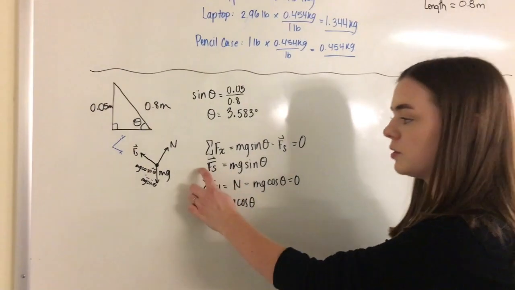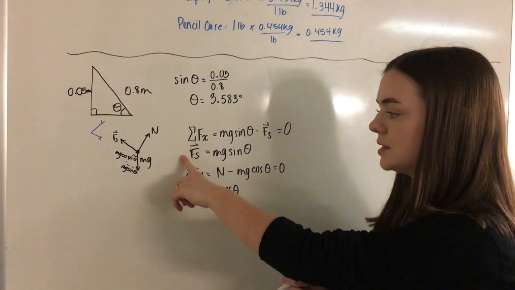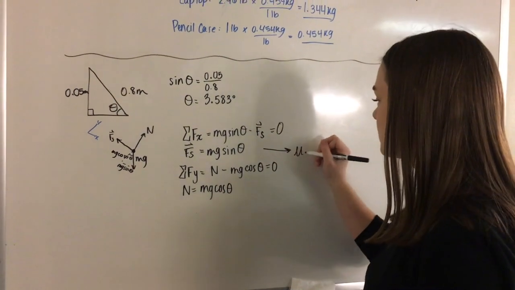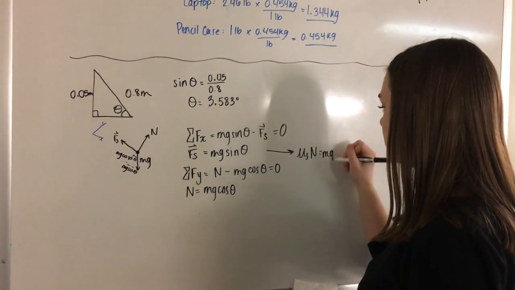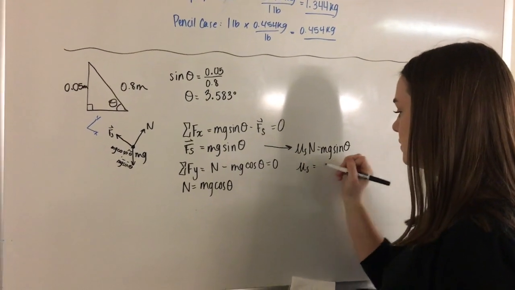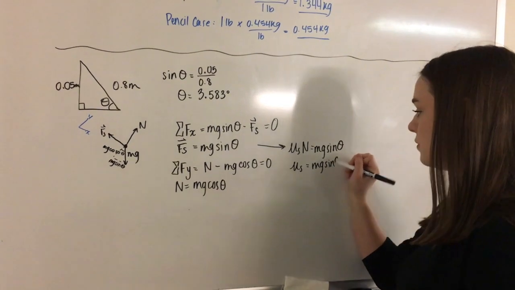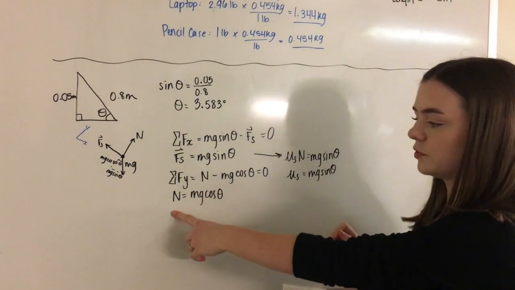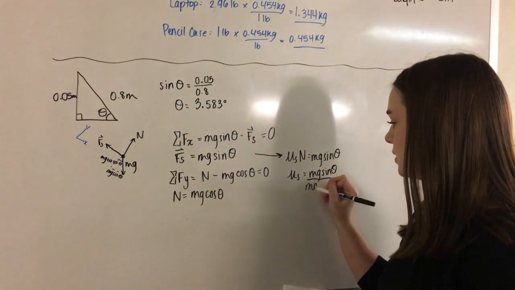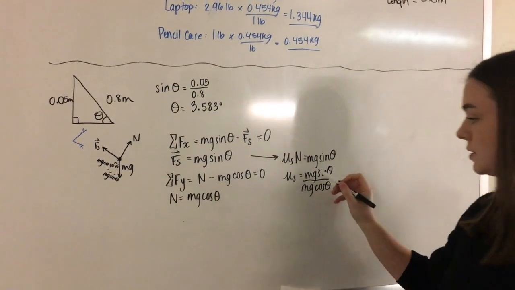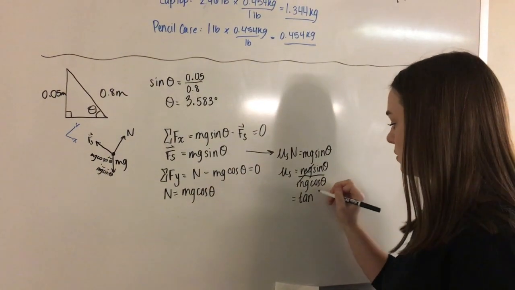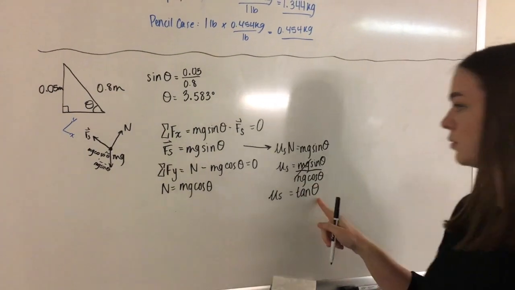So another piece of information we know is that the force of static friction is equal to the coefficient of static friction times the normal force. So this we can write as that equals mg sine theta. And because we're trying to find the coefficient of static friction, this equals mg sine theta over the normal force. But we also know the normal force is equal to mass times gravity times cosine of theta. So divided by mg cos theta. So these two cancel, and we're just left with tan theta. So the coefficient of static friction is just equal to tan theta.